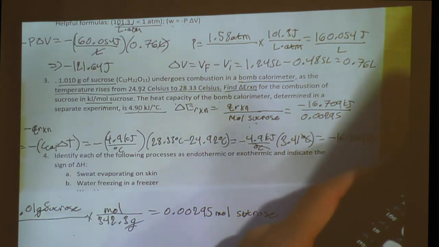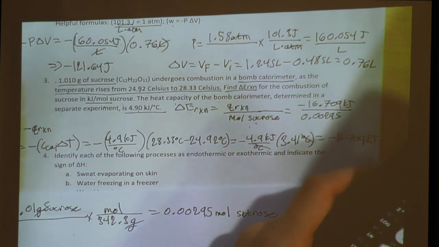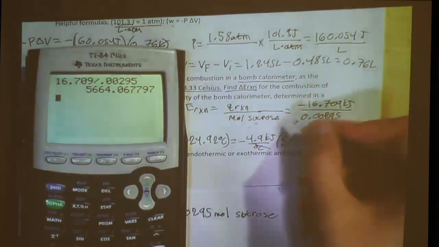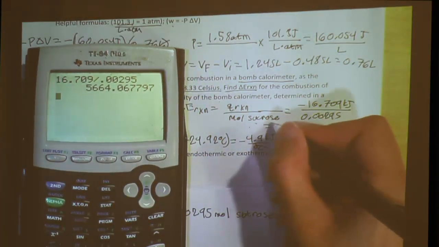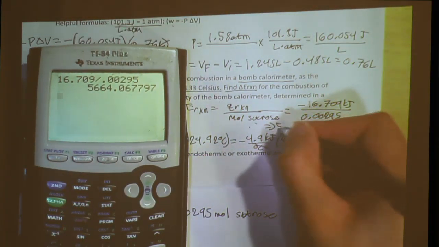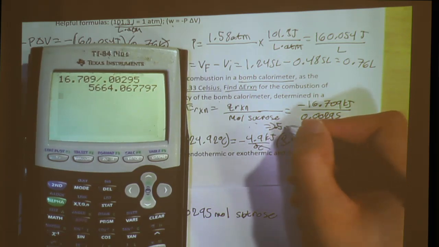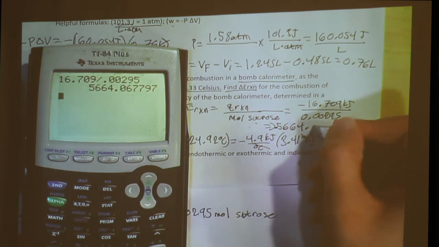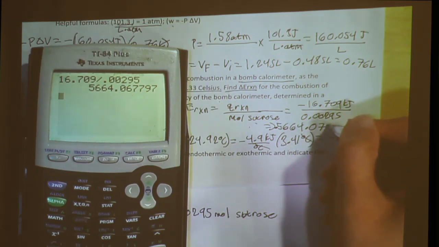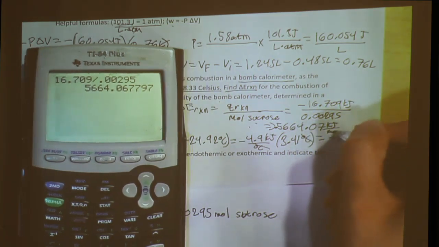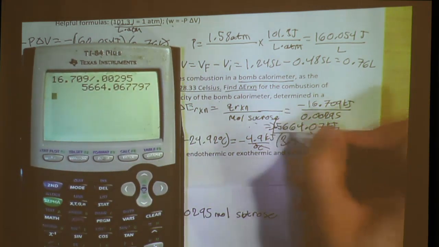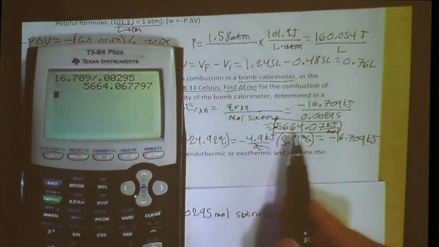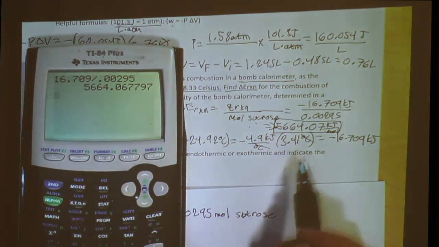16.709 divided by 0.00295. So our final answer is going to be, I'm going to have to squish it down here, negative 5,664.07 kilojoules per mole. Now we'll box the answer. Does that kind of make sense? Yeah? Perfect.